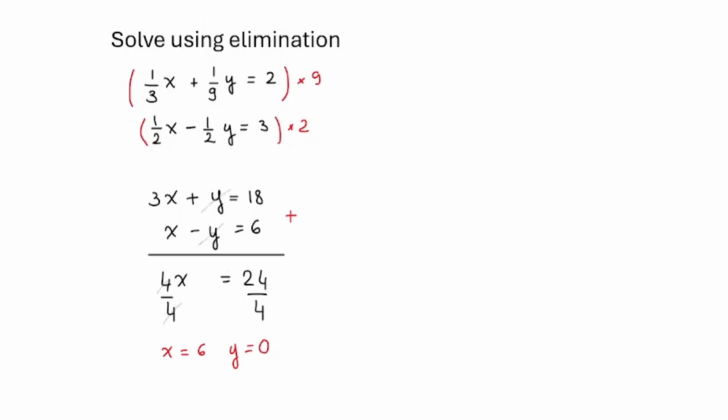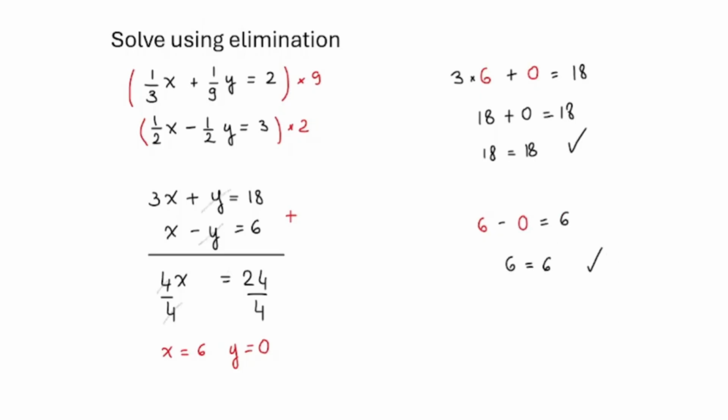Let's check if the solution is correct. Instead of using the original equations with fractions, we can use the simplified equations, because they are equivalent and much easier to work with. From the first equation, 3 times 6 plus 0 is equal to 18. 18 plus 0 is 18. Correct. From the second equation, 6 minus 0 is equal to 6. Correct. So the solution is correct.